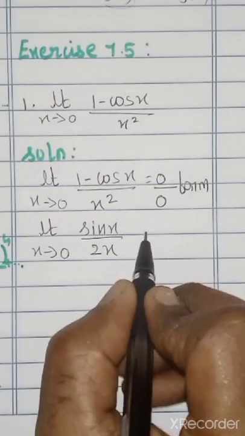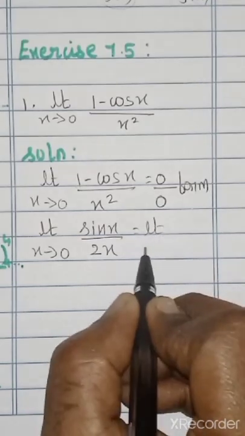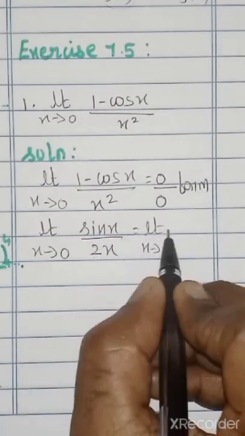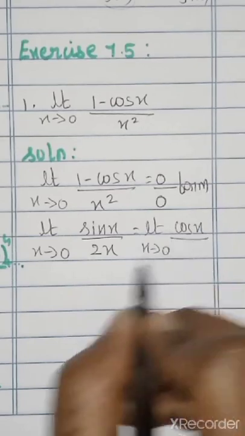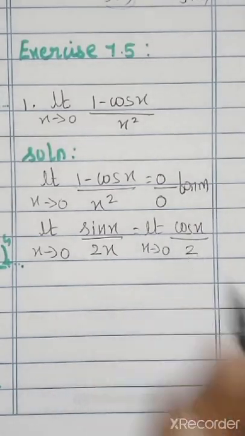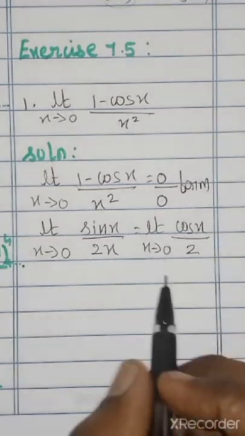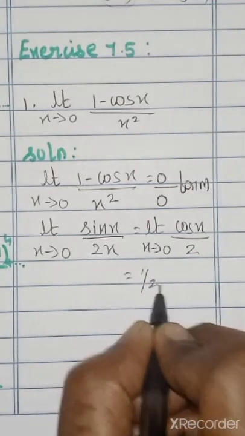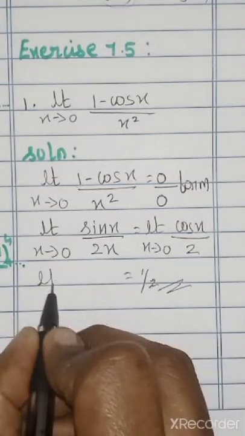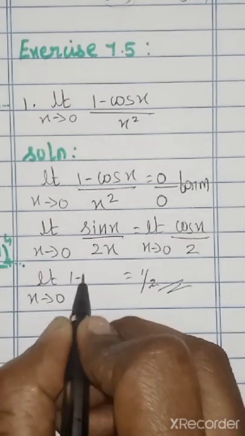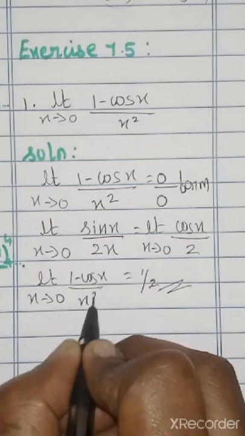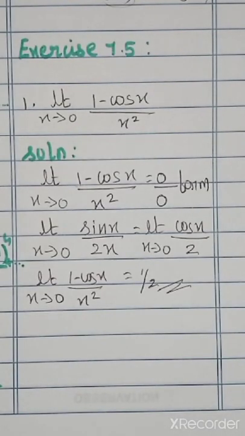Which is again equal to limit x tends to 0, sin x differentiation is cos x, x differentiation 1 into 2 is 2. Now, what is cos 0? 1. So your final answer is 1 by 2. Therefore, limit x tends to 0, (1 minus cos x) by x squared equals 1 by 2. Is that understood? So how we have to use the L'Hopital rule? Differentiating the given function. That's all.